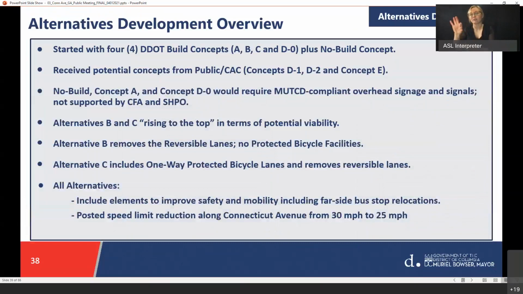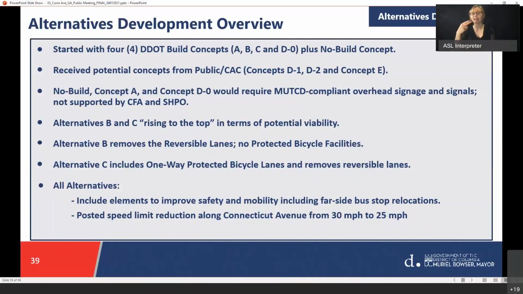So, just a little summary of the alternatives that we looked at. DDOT started with 4 build concepts, concept A, B, C, and D0, plus a no build concept. We received potential concepts from the public and from our community advisory committee, and that was concepts D1, D2, and E. What we found is that the no build concept, concept A and concept D0, would require MUTCD compliant overhead signage and signals. And this is not supported by the Commission on Fine Arts or the State Historic Preservation Office.